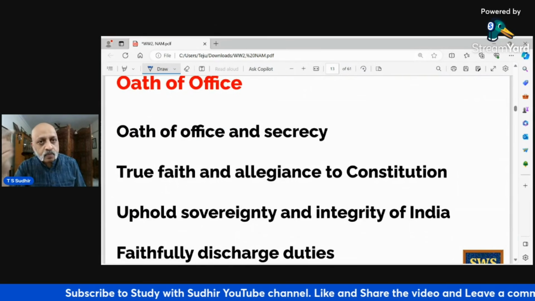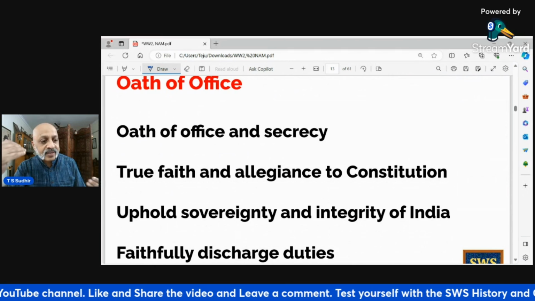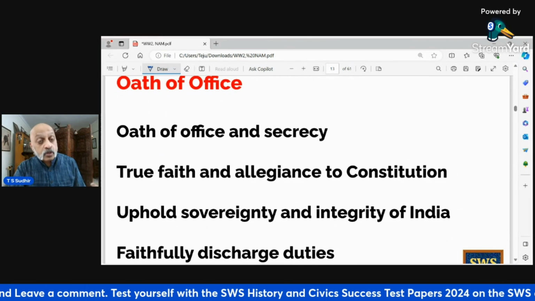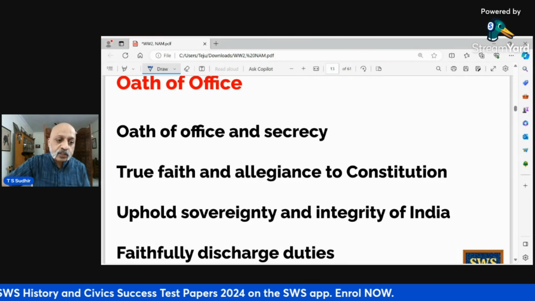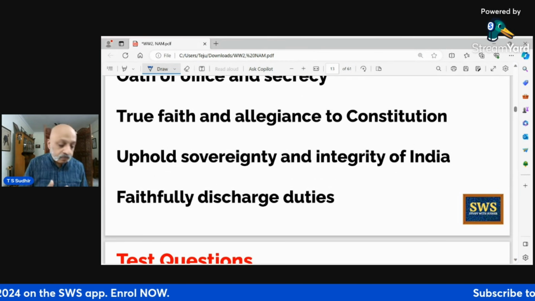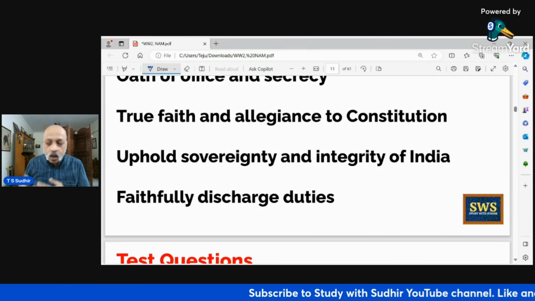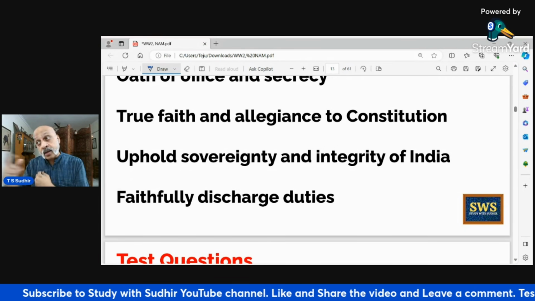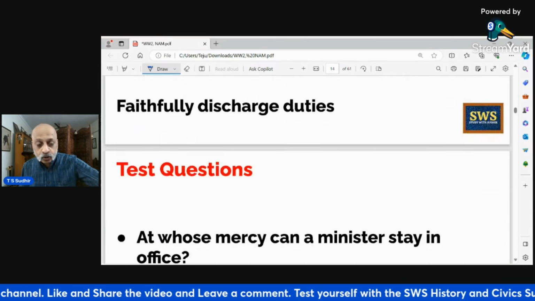Oath of office. Everybody is administered the oath of office and secrecy, right? When they basically say that they will bear true faith and allegiance to the Constitution of India. They promise to uphold the sovereignty and integrity of India. They will not do anything which is anti-national, and they will faithfully discharge their duties without fear, without favor. That is, they will not favor any particular person or industry body or group of people, or do anything as revenge, saying I have become a minister now, I will take revenge. Such things cannot be done.